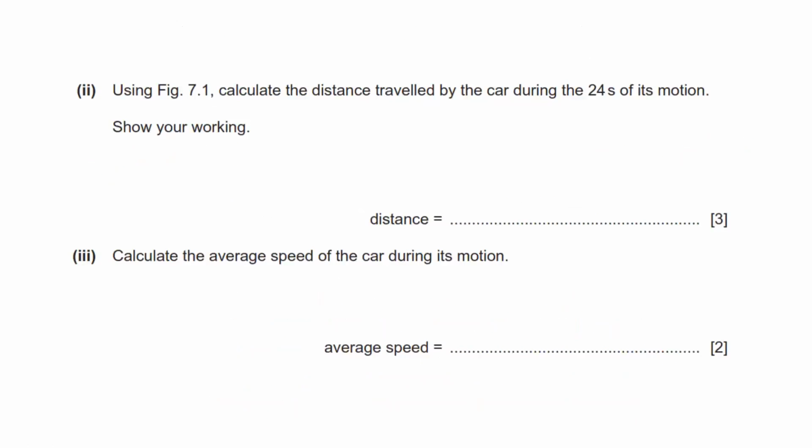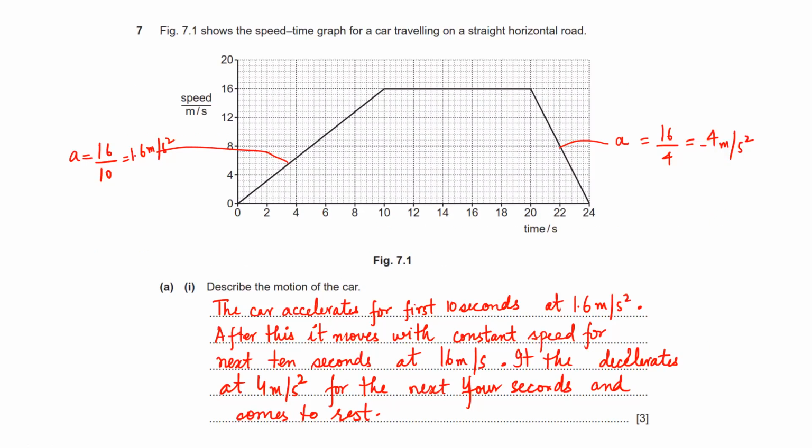Moving ahead, part 2 says calculate the distance traveled by the car during the 24 seconds of the motion. The distance traveled will be the area under the graph. So we're going to divide this. Let's call the points O, A, B, C, D, E. I have a triangle OAC, then a rectangle ABCD, and then a triangle BDE. If I calculate all the areas, this will give me the overall distance traveled by the car.